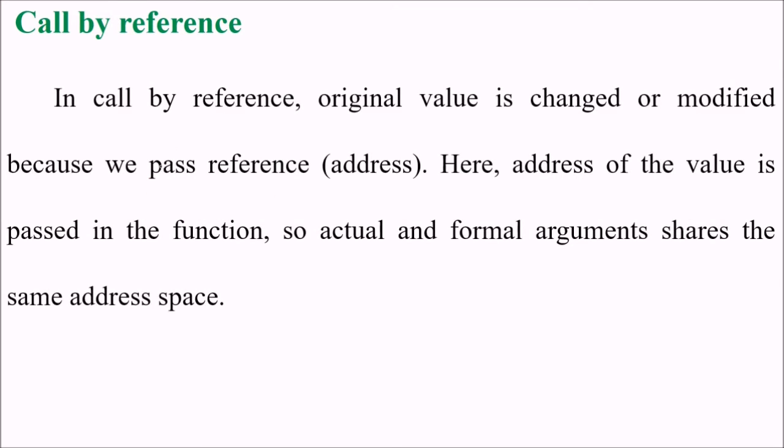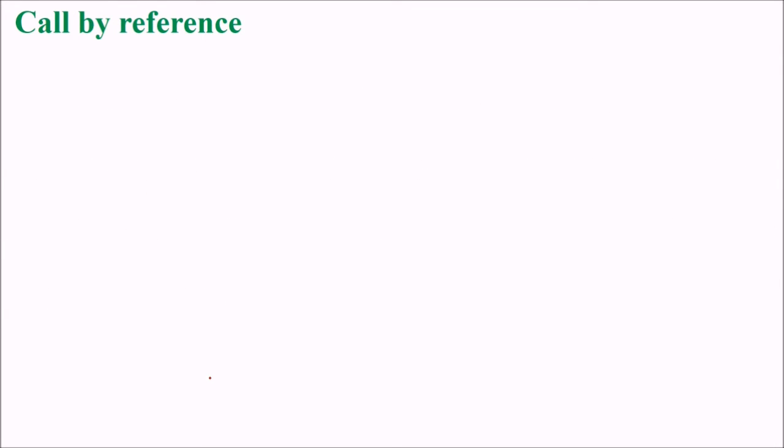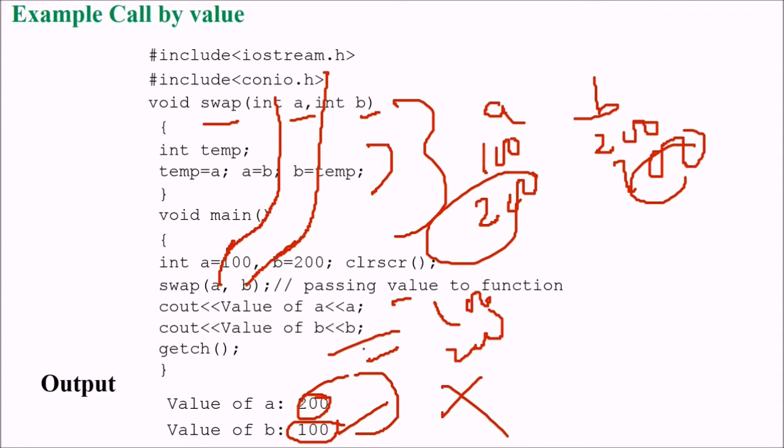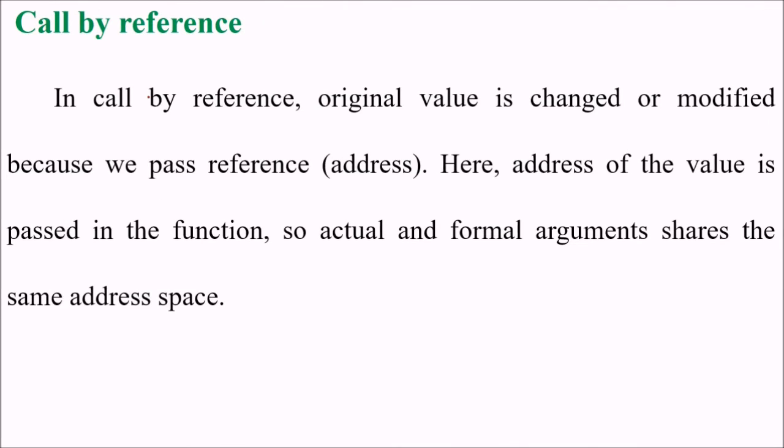So what has happened here is that since we are just passing the values through call by value, a, which we would require to be 200, and b, which we would require to be 100, will not get it. How about call by reference?